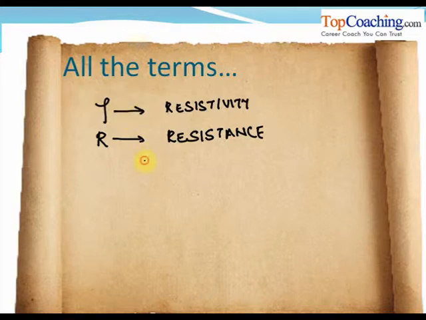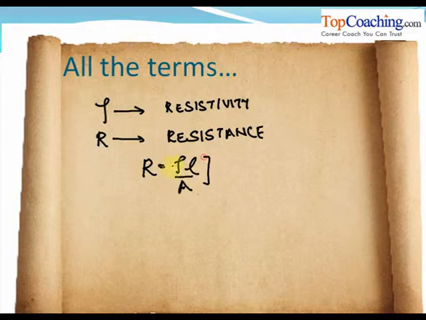We already know that R is rho L by A. After all, we replaced rho L by A by R when we derived Ohm's law. So the main difference here is that rho is the property of a substance. It is independent of the length of the substance or the area of cross section of the substance. Rho is the property of any material.